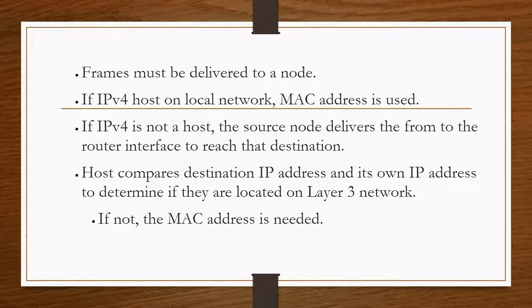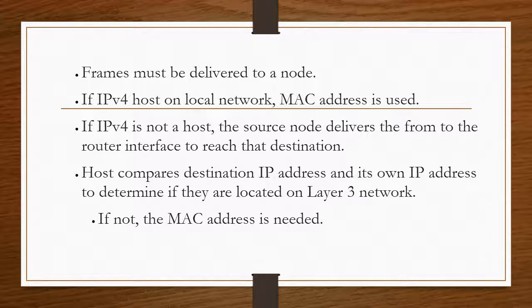All frames must be delivered to a node on the local network segment. If the destination IPv4 host is on the local network, the frame will use the MAC address of the device as the destination MAC address. If the destination IPv4 host is not on the local network, the source node needs to deliver the frame to the router interface, that is the gateway or next hop used to reach the destination. The source node will use the MAC address of the gateway as the destination address for frames containing an IPv4 packet addressed to hosts on other networks.